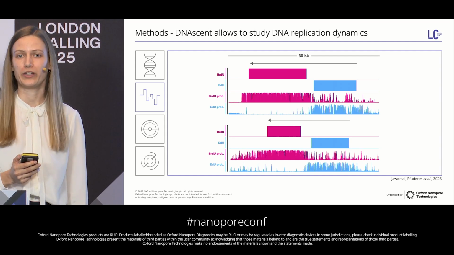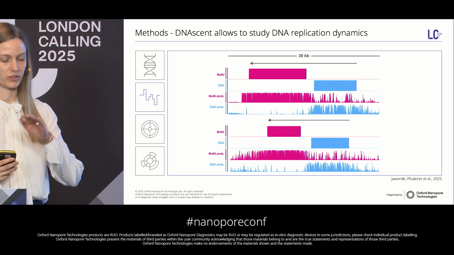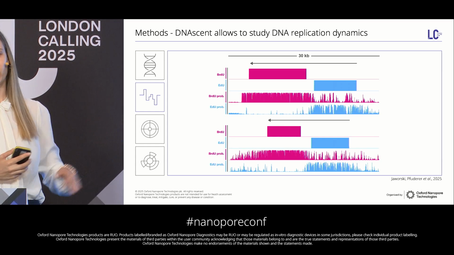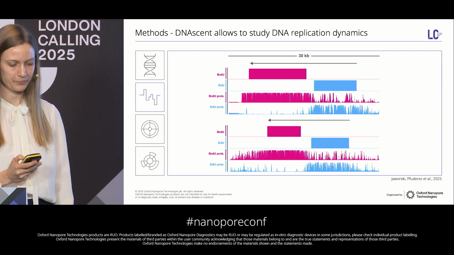Compared to the bottom, where you also see a leftward moving replication fork, but here you see a smooth run out of the signal. So this fork didn't hit any obstacles and was very unlikely stalled.